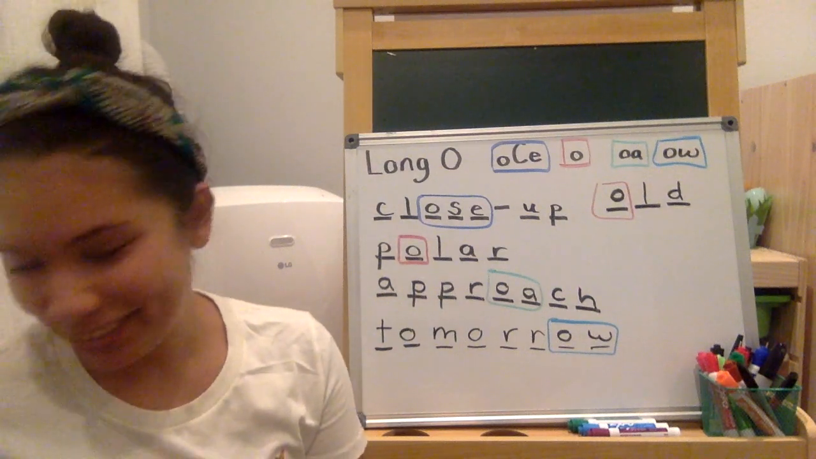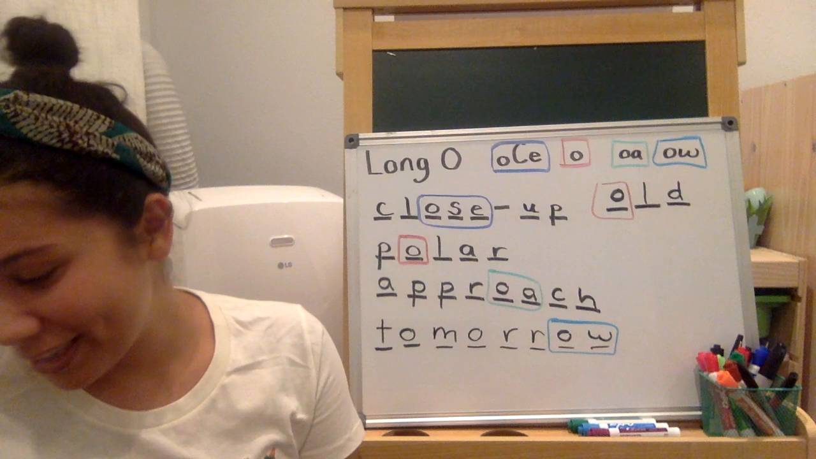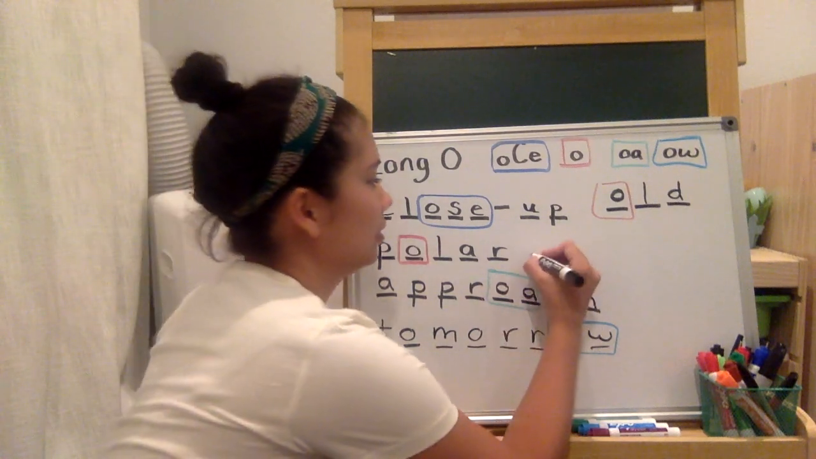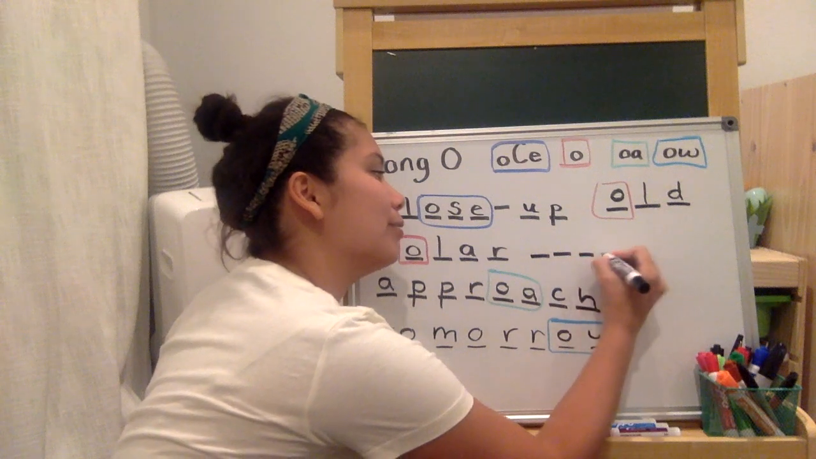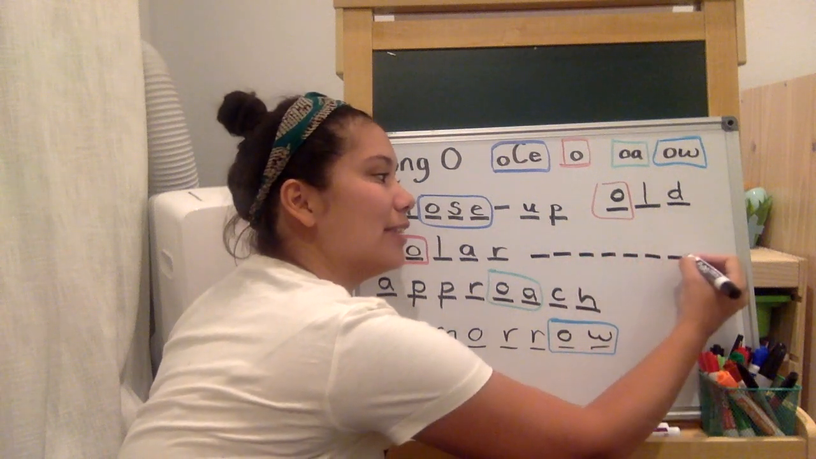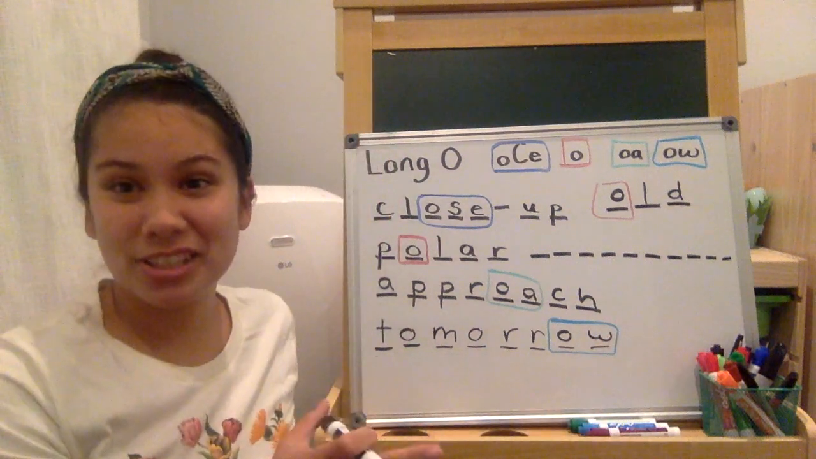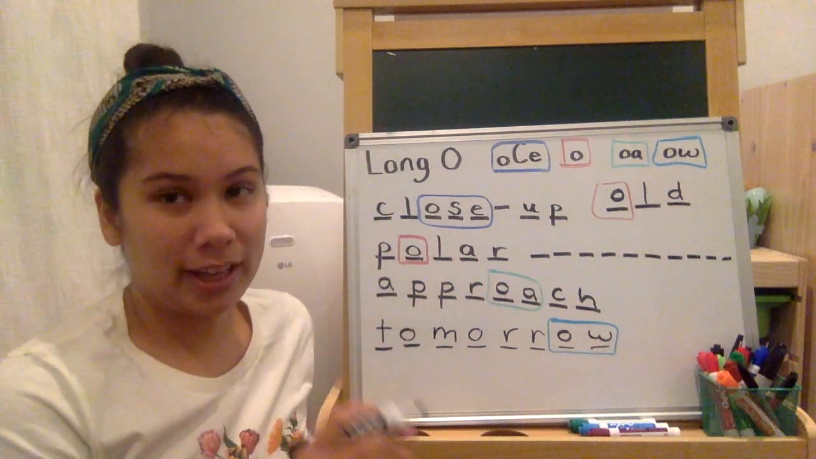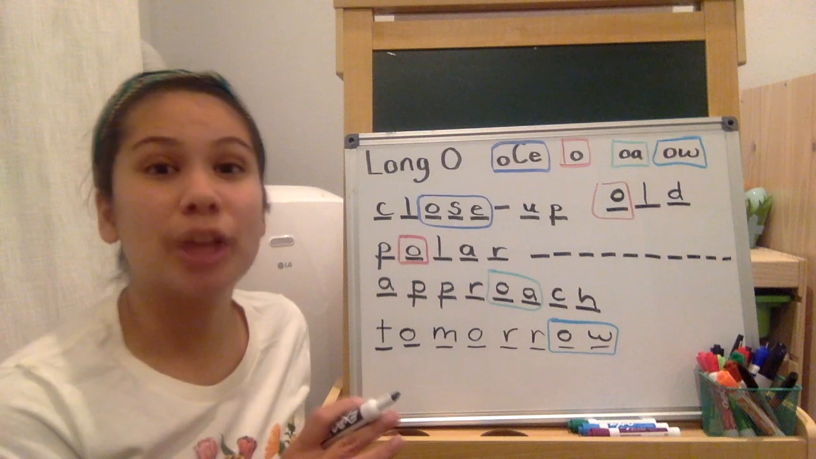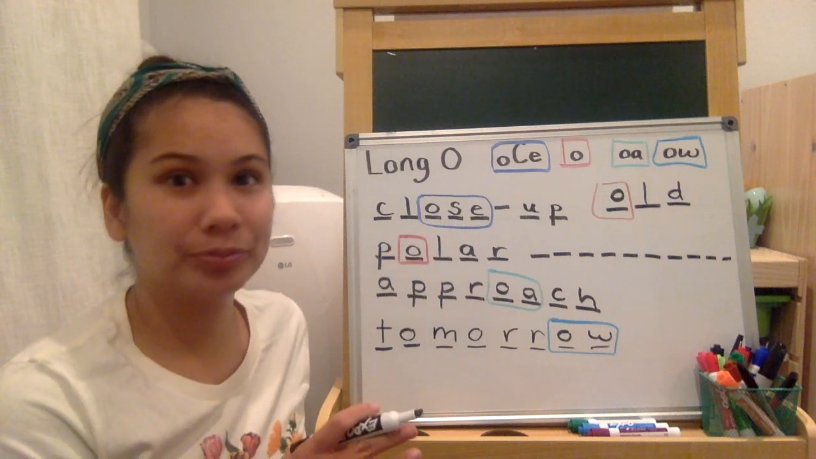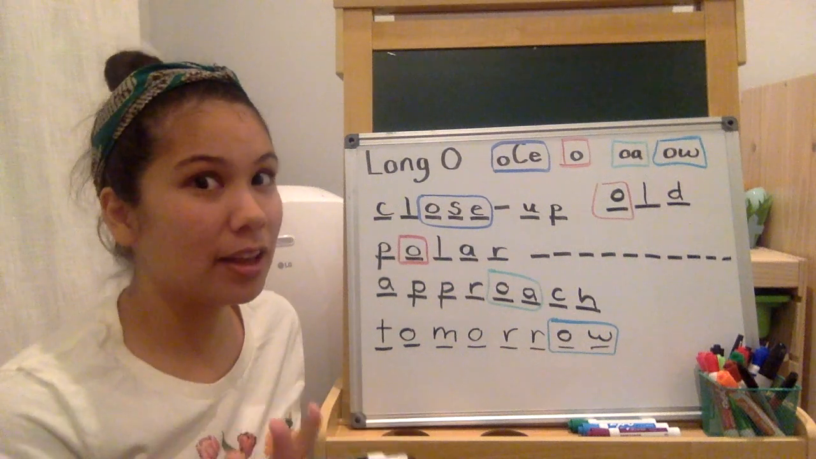Okay, this is a longer one. This one has 10 dashes. 1, 2, 3, 4, 5, 6, 7, 8, 9, 10. I just squeezed it in there. 10 dashes. The word is microscope. Microscope. If you need time to think, then pause.